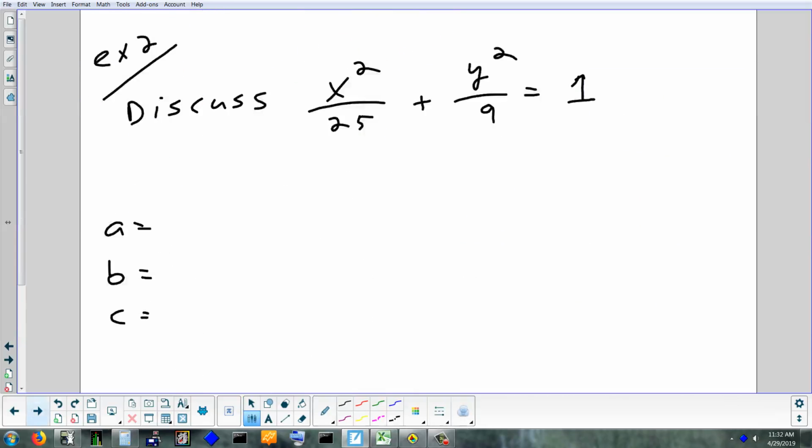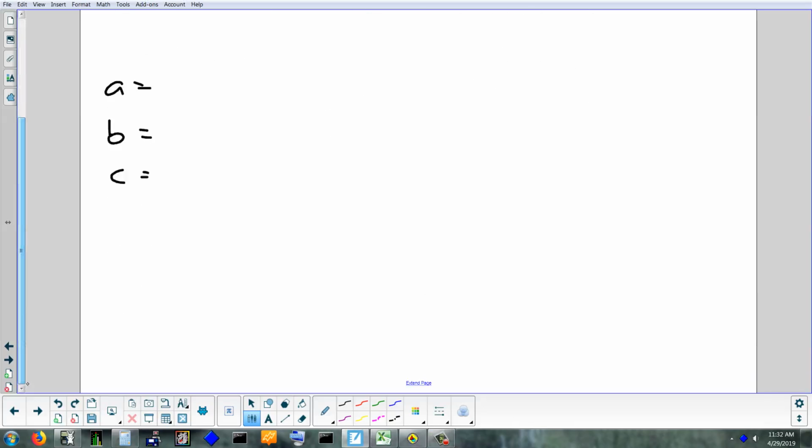So now they're giving you the equation. They want you to describe the ellipse. Tell me all the different things about it. When they ask you to describe an ellipse, here are the 4 things that they want you to find, and I would find them in this order.